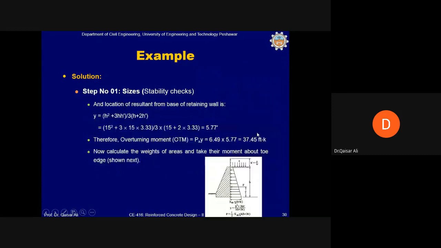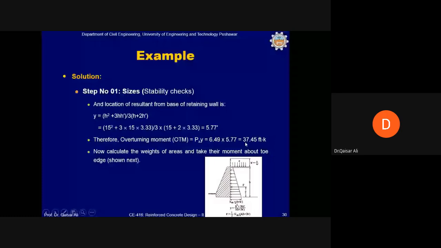Y is the point of application of this force P from the bottom of the retaining wall. This is calculated from this equation, and it comes out to be 5.77 feet. And the overturning moment can then be calculated. Overturning moment is PA times Y, so this is 37.45 foot kip.